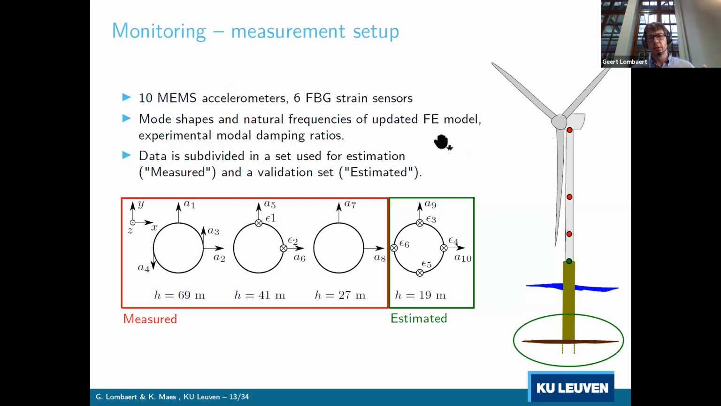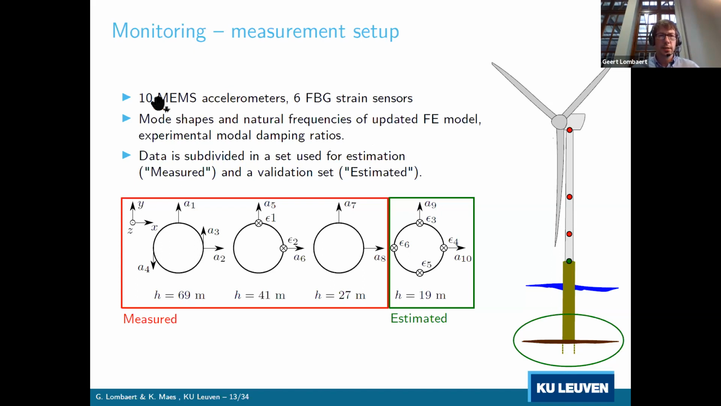We've created here a system model. I won't give any more details, but I'll indicate that the mode shapes and the natural frequencies are those from an updated finite element model. So it's a modally reduced order model, with mode shapes and natural frequencies of the updated model, combined with the experimental modal damping ratios, so that we have indeed a model that is as accurate as possible.